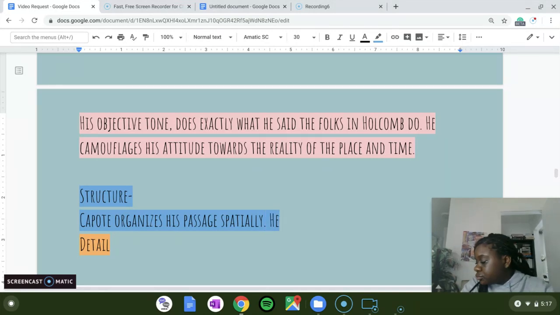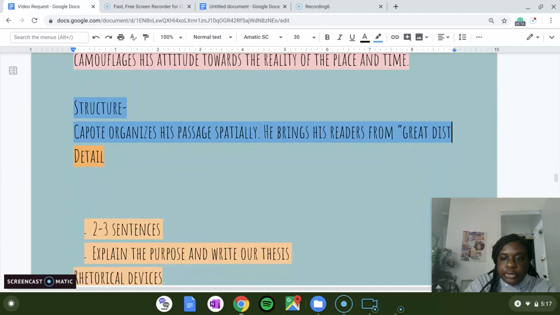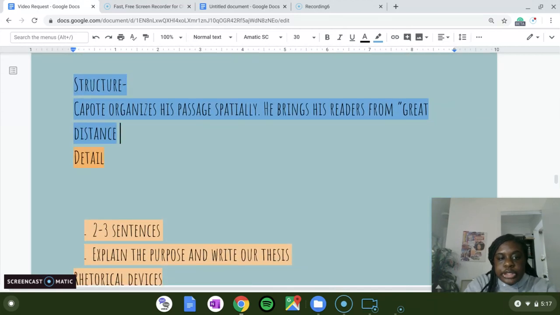He brings his readers from great distances. And once again, this is a quote. Always keep short, nice quotes so that the readers know that it's your thought. That is really most important. And you're using the quotes to back up your thought.